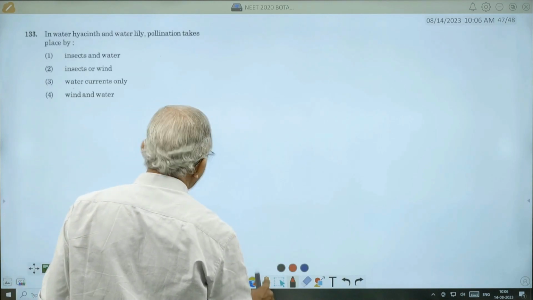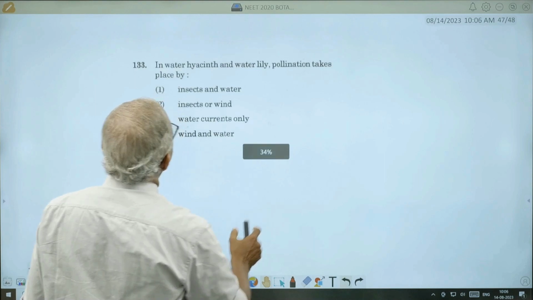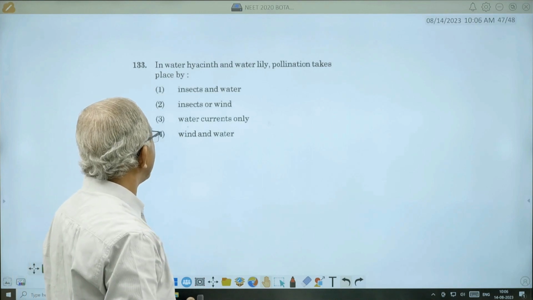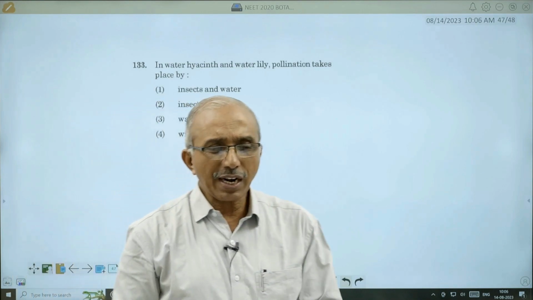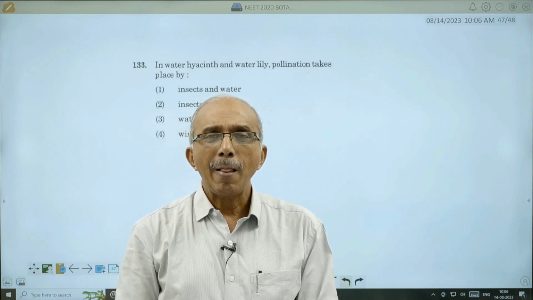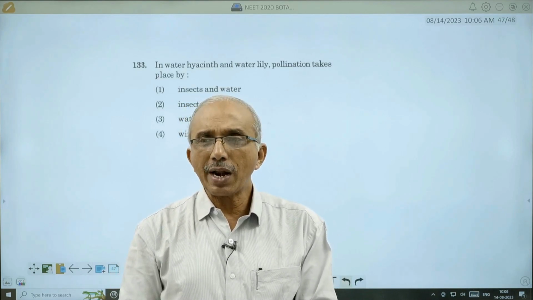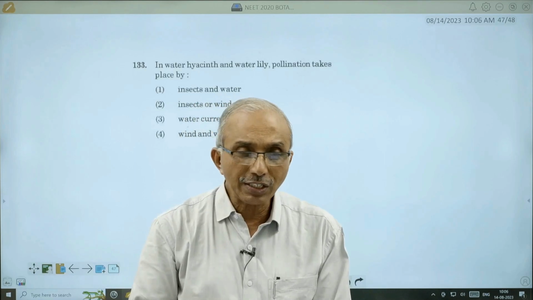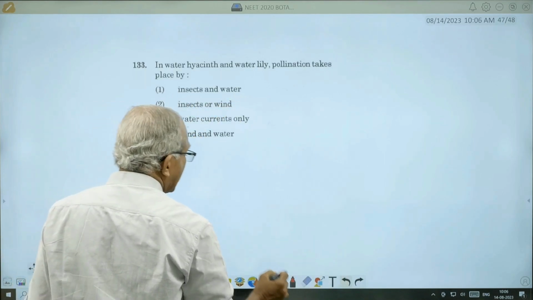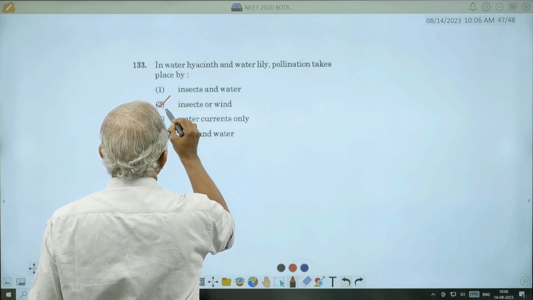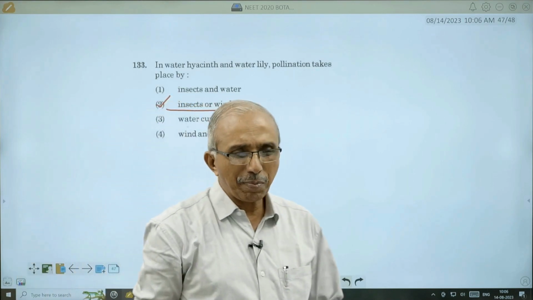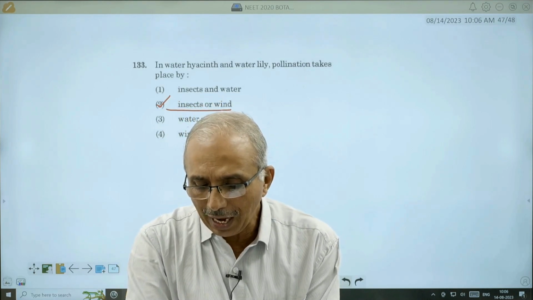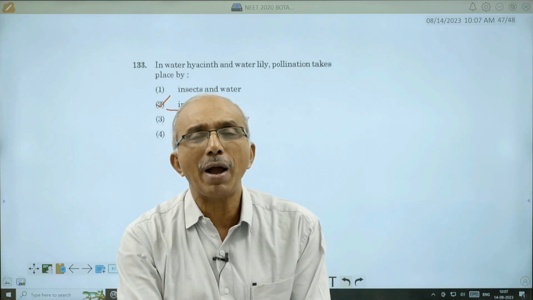Next, in water hyacinth and water lily, where does pollination take place? Water hyacinth, Eichhornia, and water lily, both of them are aquatic plants, but in these plants pollination occurs by insect or wind. Even though they are aquatic plants, pollination is not by water.